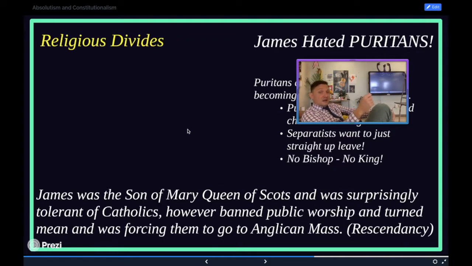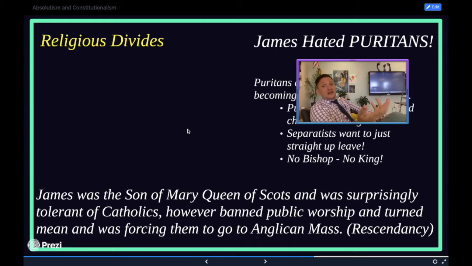Because he is the son of Mary, Queen of Scots, right? And was surprisingly tolerant of Catholics. Some of you are like, wait a second, back up. How is he not Catholic himself and furious at the English crown, and especially at Elizabeth, for having his mother executed in a hilarious fashion? A lot of it has to do with the fact that when she was executed, James was only like 1.5, right? So he barely even knew her.